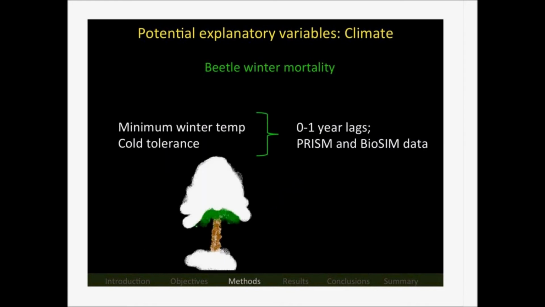Beetle winter mortality we represented with 2 different variables. The minimum winter temperature, which is the minimum monthly December, January, February temperature, again from PRISM 800-meter data, and cold tolerance, which is another process model that predicts probability of beetle survival over the winter, which again comes from the BioSim modeling framework. And these we also represented with both the current and previous year to capture this possibility of a 2-year life cycle.